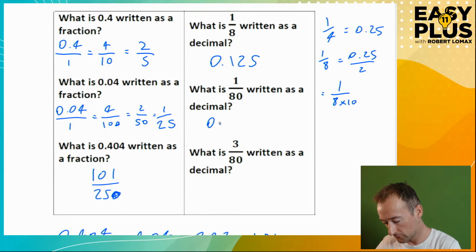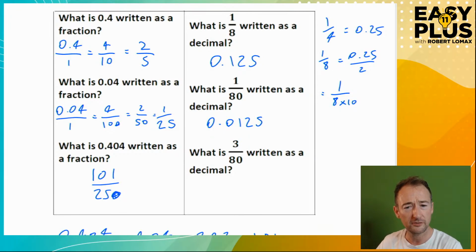Stick a 0 on the beginning, 0.0125. Hope that makes sense. We're just dividing by 10 again because we're dividing by 80 here rather than by 8. Cunning. Okay, what is 3/80ths? Aha, and I'm sure you can see where we're going with this.